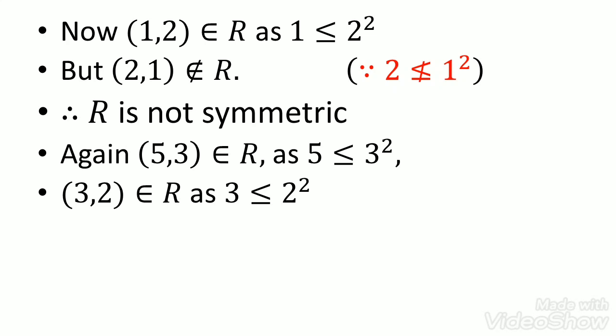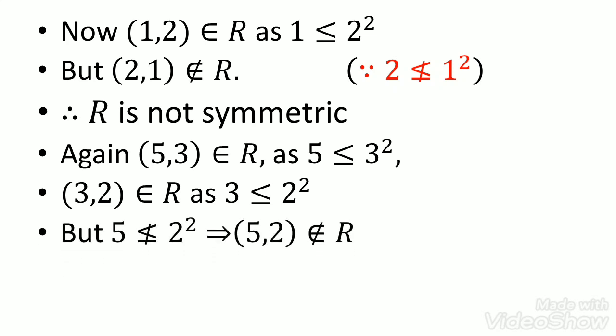But 5 is not less than or equal to 2 squared, which will give us that (5, 2) does not belong to R. That means (5, 3) belongs to R, (3, 2) belongs to R, but (5, 2) does not belong to R. That means R is not a transitive relation. That completes the problem.